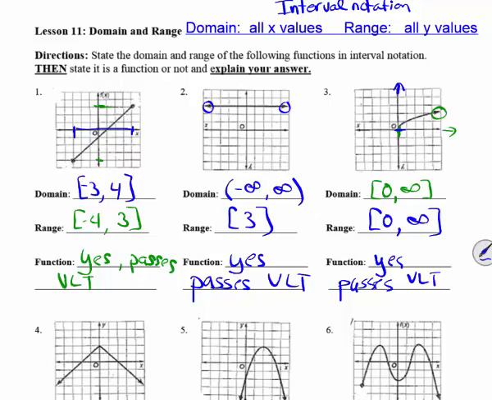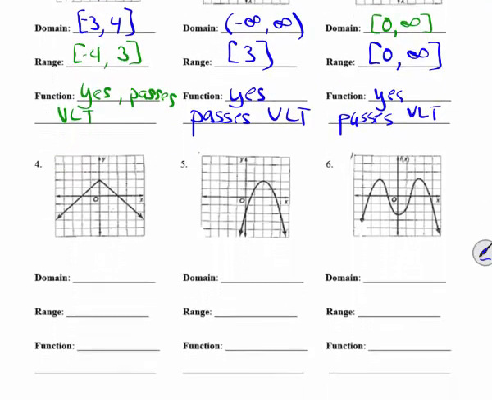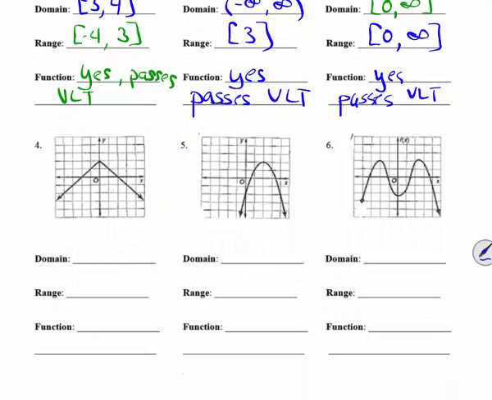Okay, let's look over here. So for number 4, right, I need my domain first. I'm looking at my farthest to the left, farthest to the right. So my arrows tell me I'm going to keep going for the farthest to the left and the farthest to the right. So this is going to be, oops, sorry, it should be soft brackets. So it should be negative infinity to infinity.